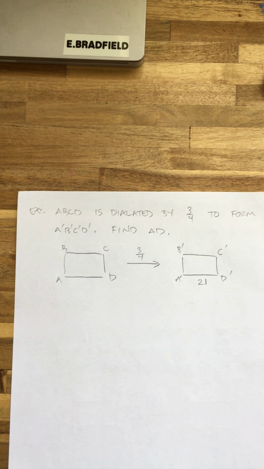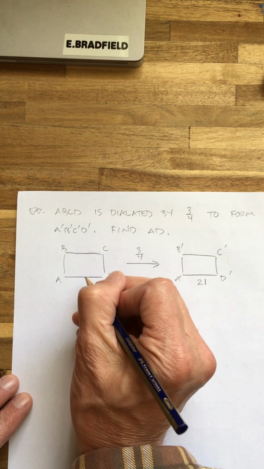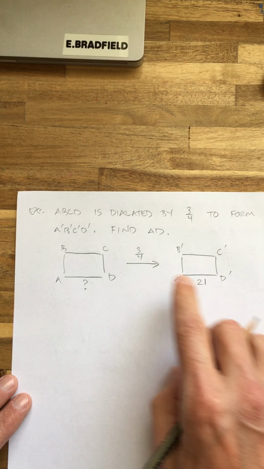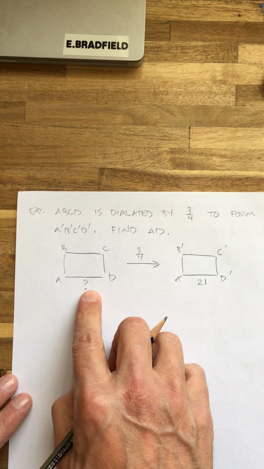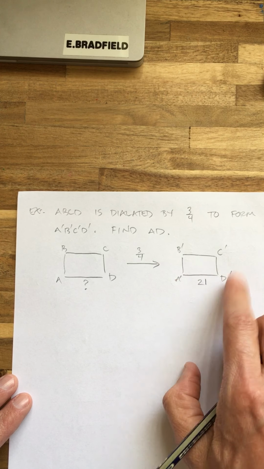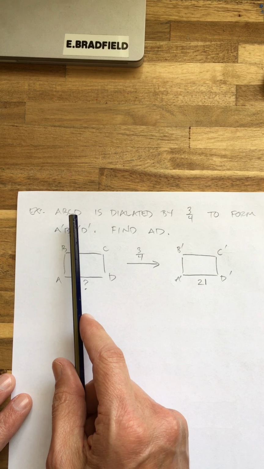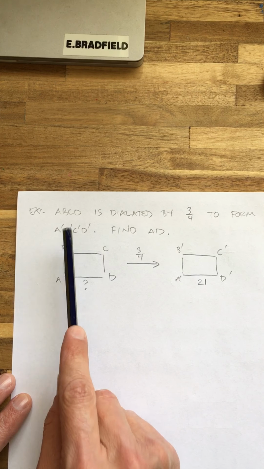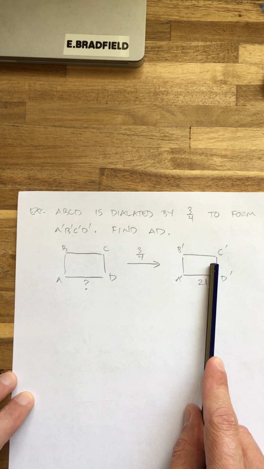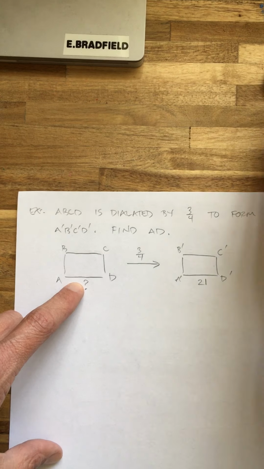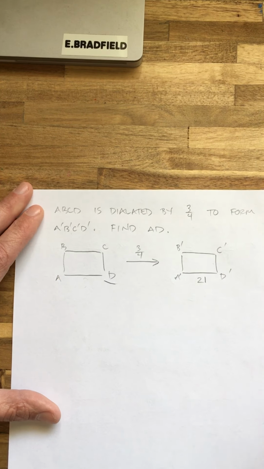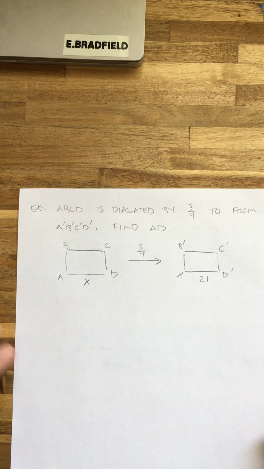Now, I'm doing it different this time. You notice? They want us to find AD. This time we know what A prime D prime is. If you read this carefully, it says ABCD, that's this one. It's dilated by 3/4 to form the new one, right here. So we're trying to figure out this side. I'll put an X here so we keep it consistent.